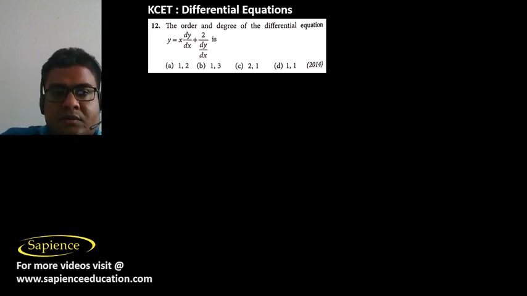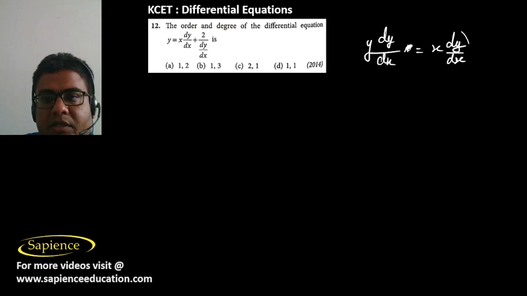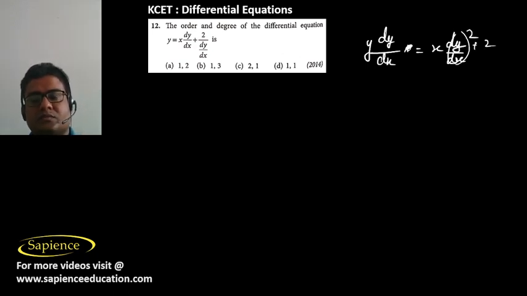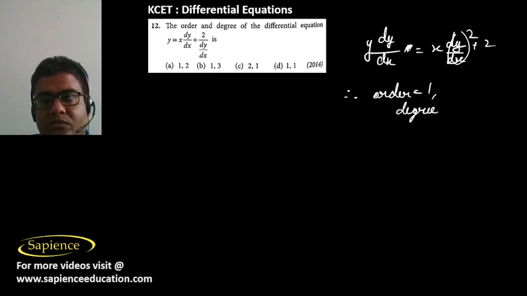Question number 12. It is told to find the order and degree of the differential equation y dy by dx equal to x into (d y by dx) whole square. Therefore, the highest order derivative is dy by dx, so the order is 1 and the degree is 2. Option A is the correct answer.